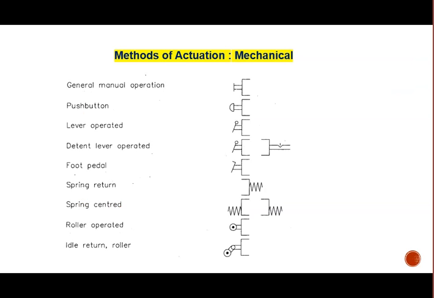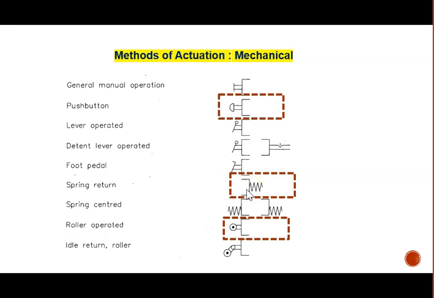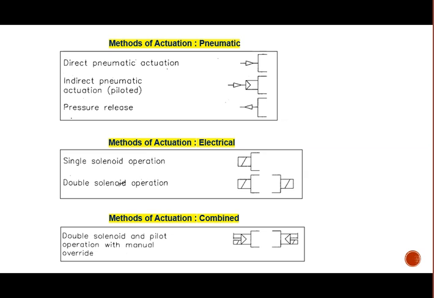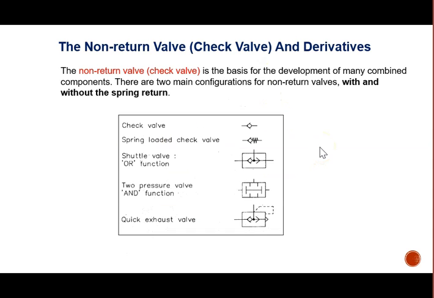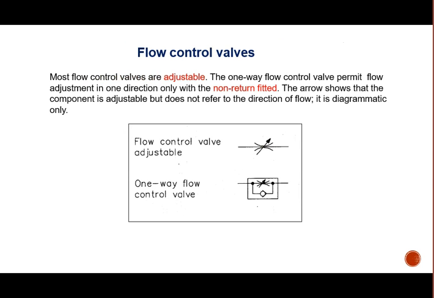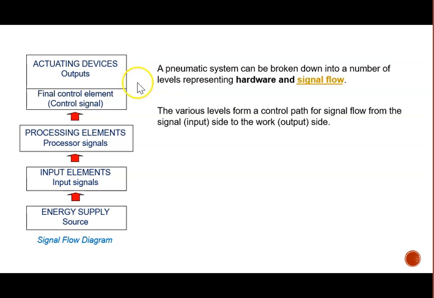And for the push button, we're going to use this a lot. And also it should be a spring return type of switch. And we have also the roller operated switch. And these are some of the symbols, but we are not using them. And for the check valve also, not all of them will be involved in our design of pneumatic circuits. Okay, these are the flow control valves, and these are the process.